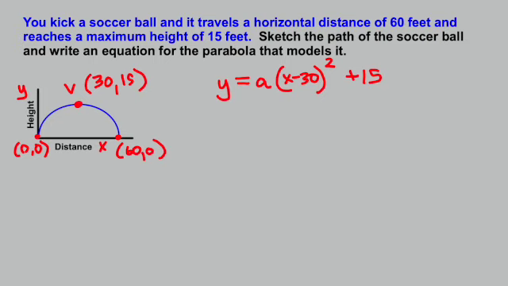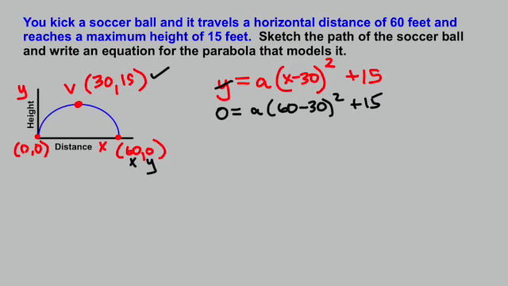Once again, we've already used a point. So since we've already used the vertex, we have to use another point, either 0, 0 or 60, 0 as our x and our y. I'm going to use the 60, 0 for fun over here. So y is going to be 0, so I'm going to replace that with 0. A, we're going to leave that alone. X is 60, so I'm going to write 60 minus 30, quantity squared, plus 15.